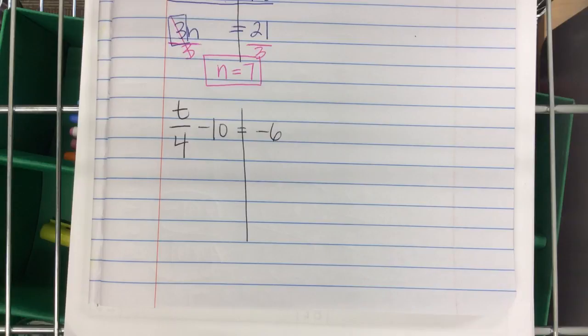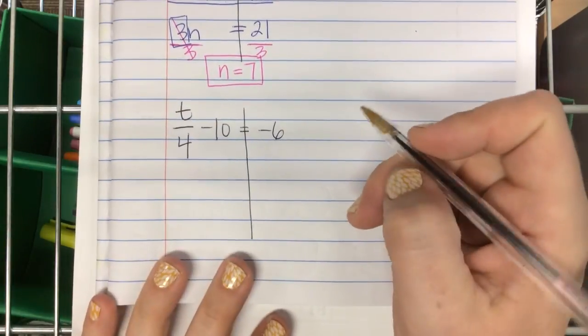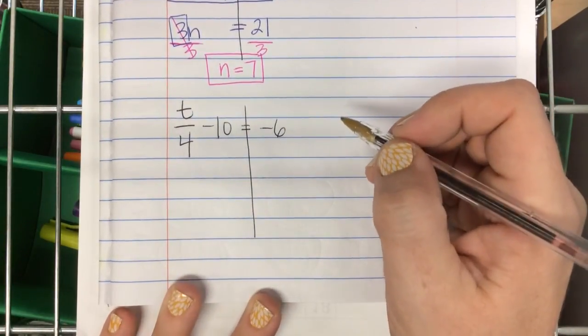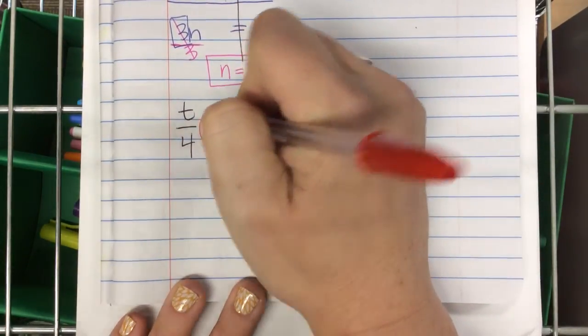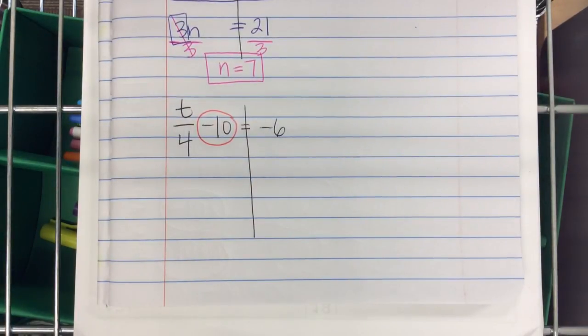Draw your line down the equal sign and circle and draw a square. What should I circle? John, sit up, please. What do I circle, BB? Negative 10, minus 10. That's my constant. It does not have a variable.